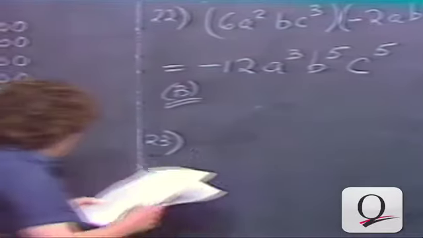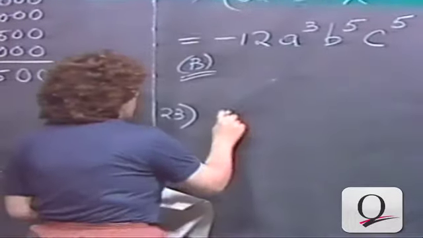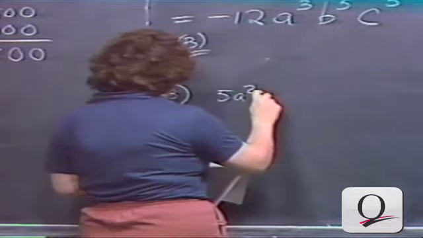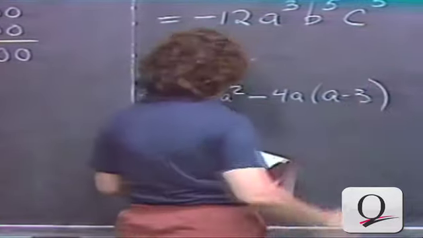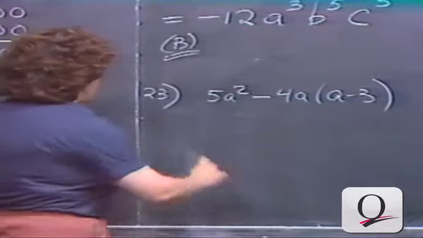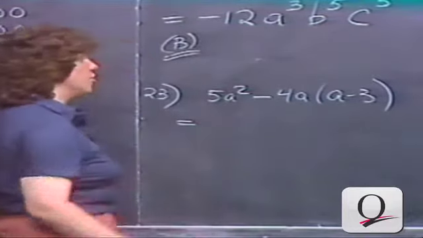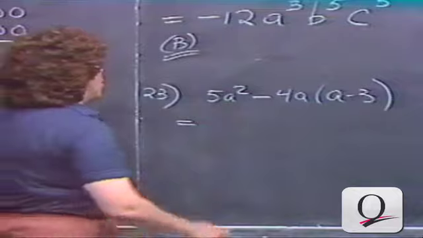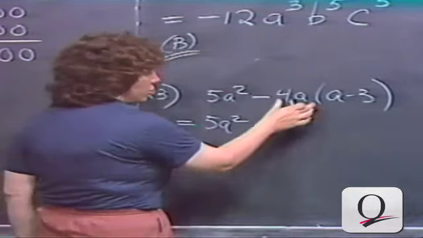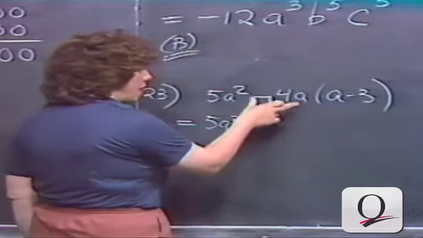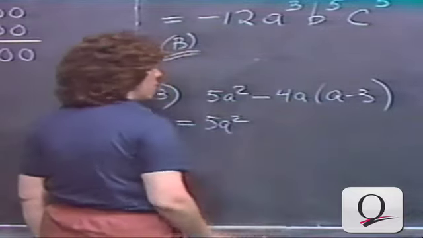Question 23. Simplify the following: 5a squared minus 4a times a minus 3. Okay, first simplify and then look at the choices that they give you. 5a squared, we leave alone here. We do this multiplication first. Minus 4a has to be distributed through the parentheses.